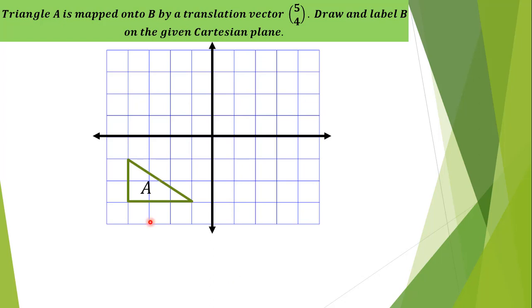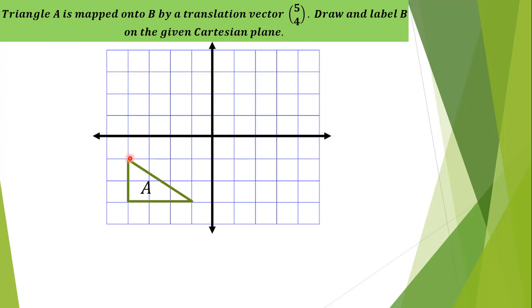Students, see, we are given the triangle A, which has one vertex at (-1, -3), the second vertex at (-4, -3), and the third vertex at (-4, -1). You are given the second important thing, that is the translation vector, which is moving 5 units in the x direction and 4 units in the positive y direction. And you have to give the triangle B.